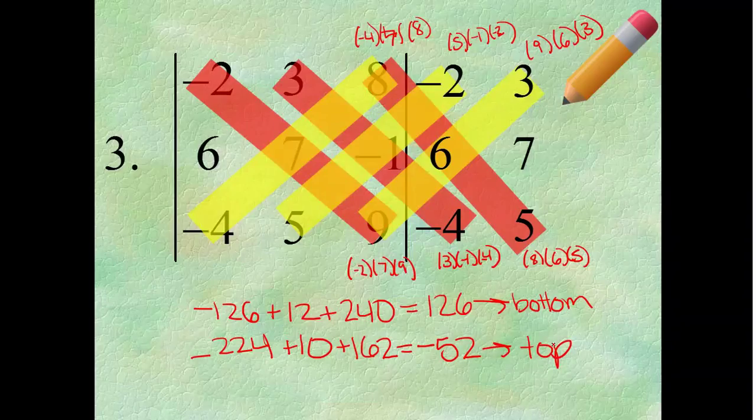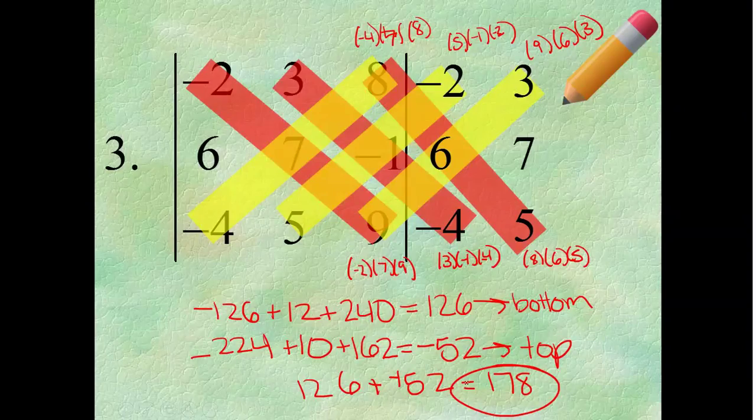Okay? Now, what do we have to do? We need to take bottom minus top. So, 126 minus -52, which is 178. So my determinant for this 3x3 is 178.